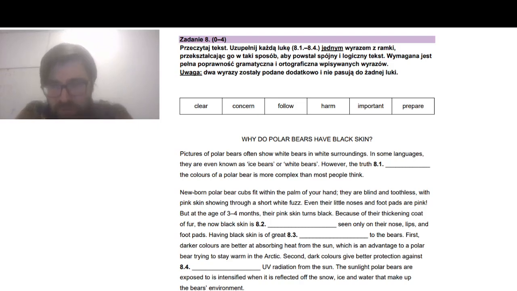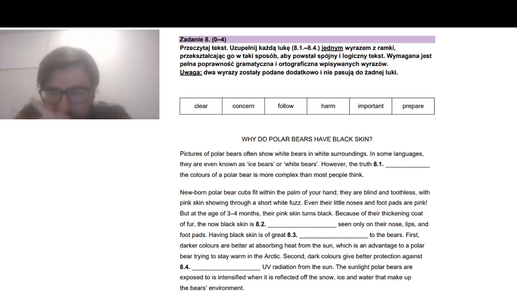So you have truth, so you have one noun here, then you have something, and then you have another noun. Colors of polar bears, right? So, in this case, subject, verb, object. So, between those nouns, you need some kind of verb, "czasownik", right? So now we already know we need the "czasownik".